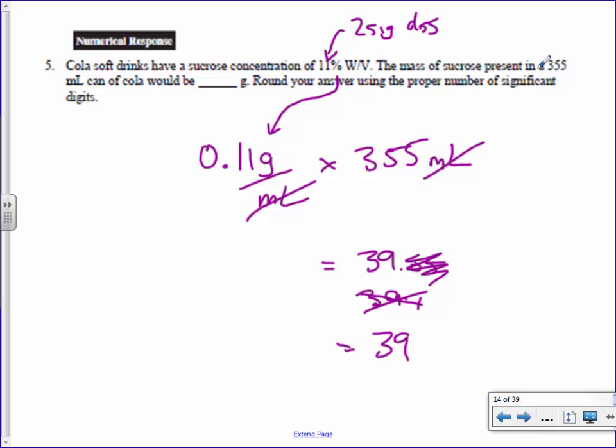Anyone ever seen some YouTube videos where they take pop and boil it off and stuff like that? Anyone ever seen one of those on Facebook or Twitter or something? It's disgusting how much sugar is in carbonated drinks. Like it's a lot. Which is a research topic, by the way, for your research paper. You can look into that. Anyways. Questions on this one? All right, moving on.